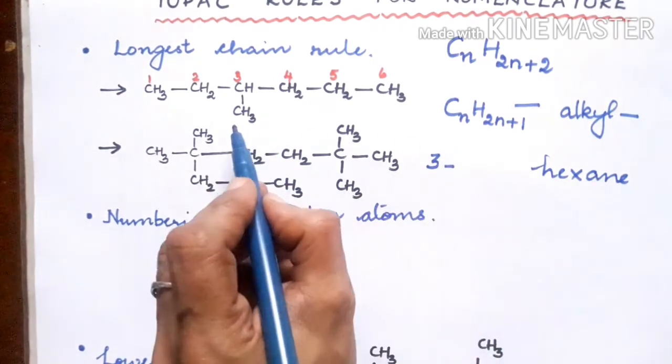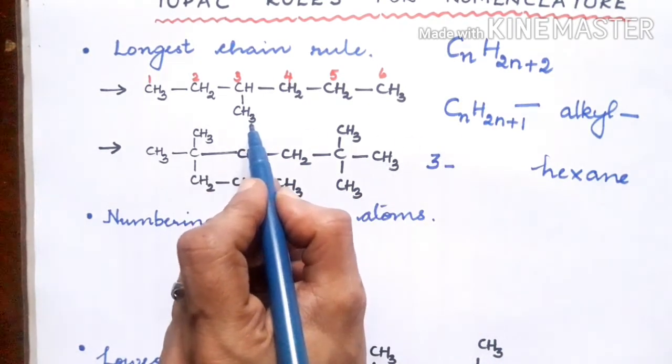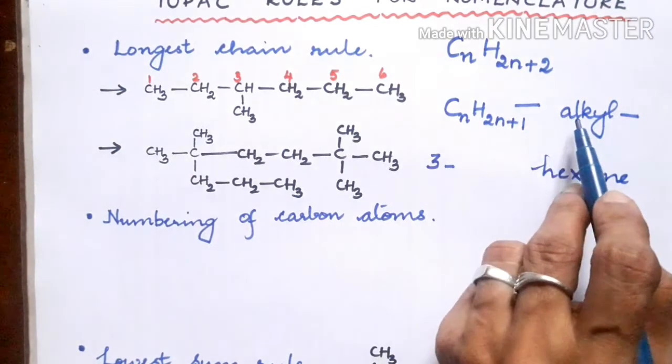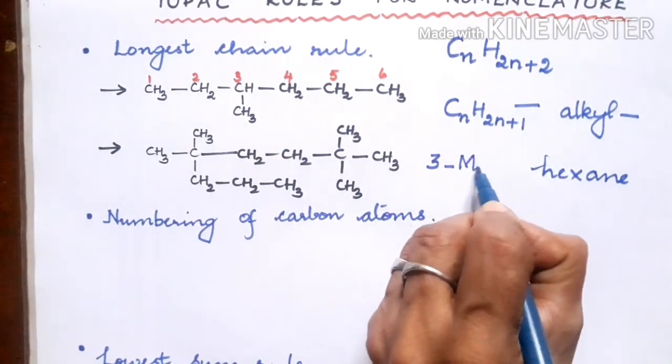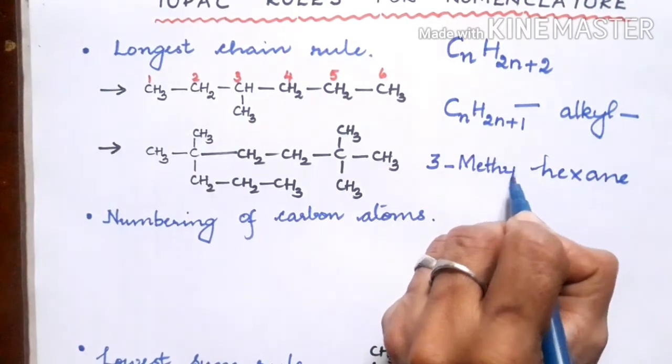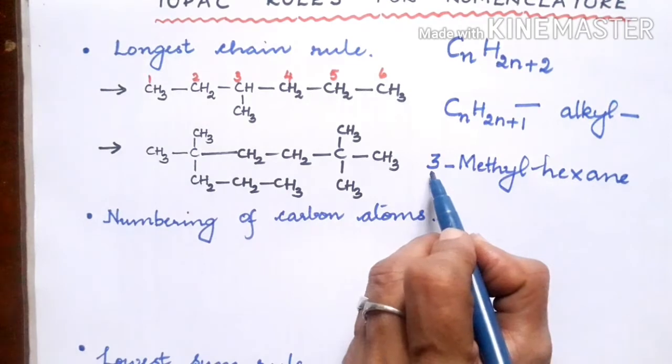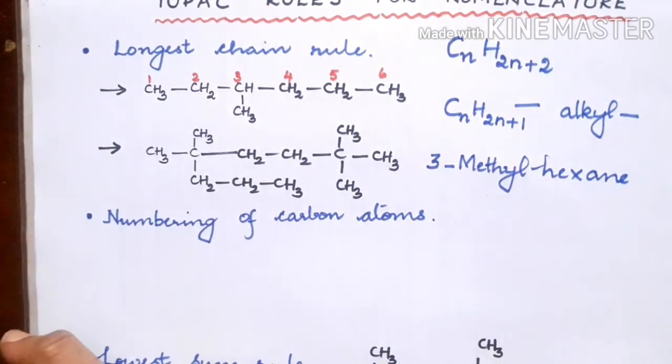So, if it is CH4, the compound will be methane. So, this is 1 less than methane. So, the name is methyl hexane. Hope it is clear. So, the compound has the name 3-methyl hexane.